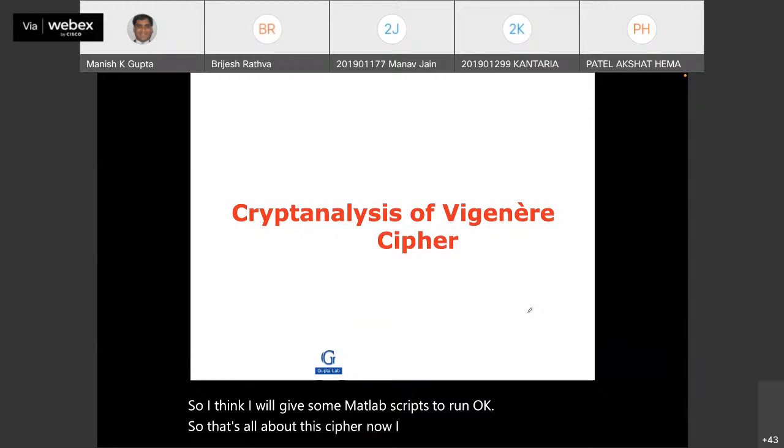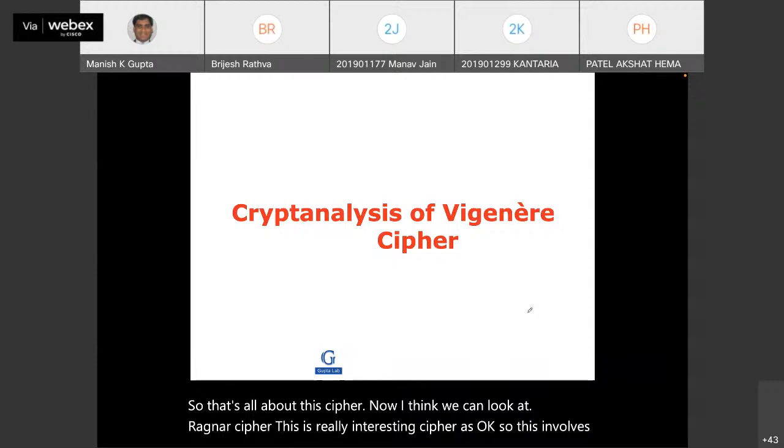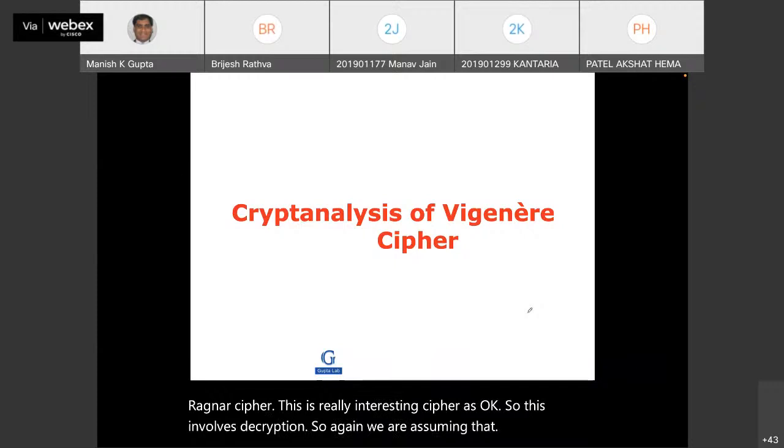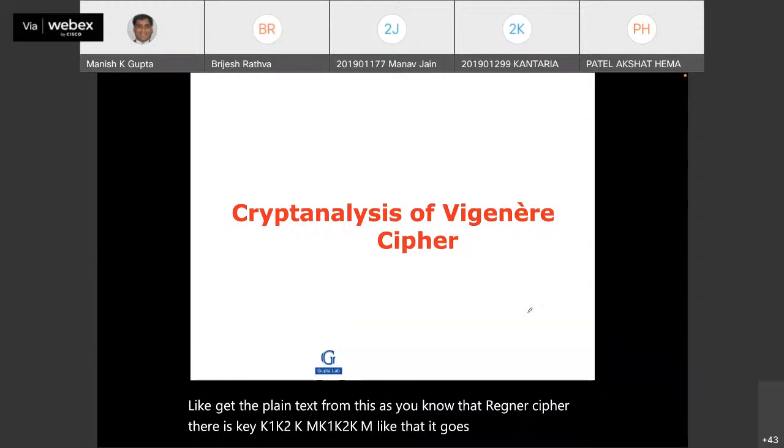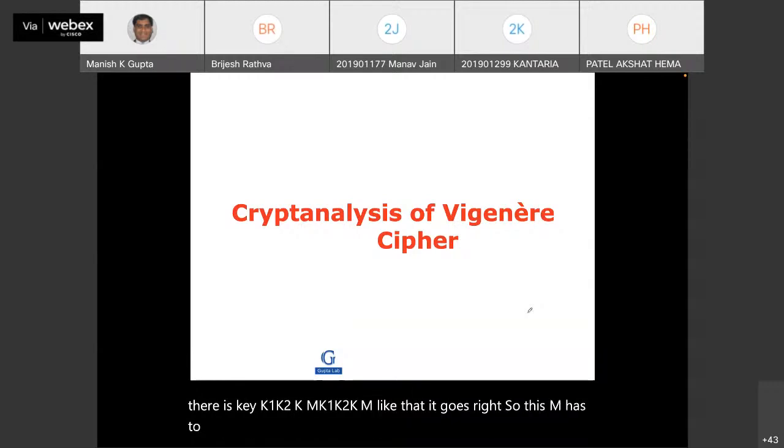Now I think we can look at the Vigenère cipher. This is a really interesting cipher, as you know. This involves decryption. Again, we are assuming that the ciphertext is given to us, and we need to analyze it and get the plain text from this. As you know, in the Vigenère cipher, there is a key K1, K2, up to KM, K1, K2, up to KM, like that it goes, right? If you know M, then it will be easy for you to guess the plain text, right? So first you need to find out M.